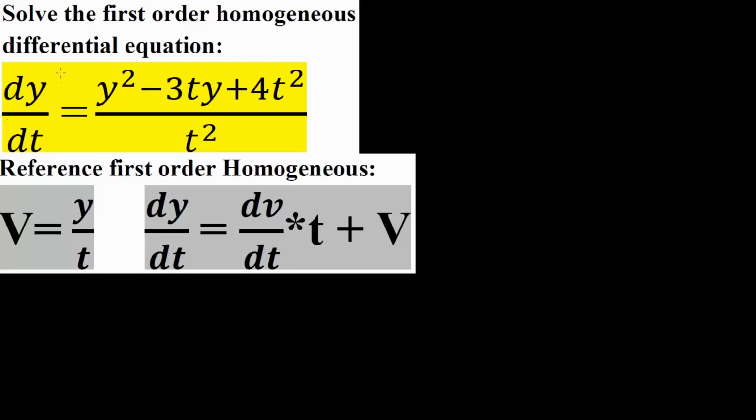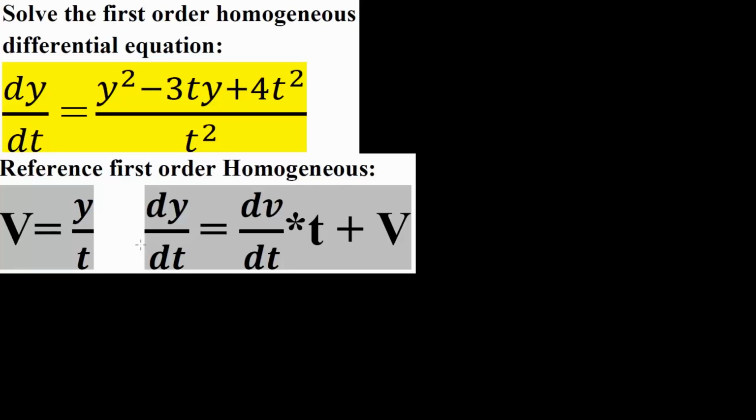Okay, in this video we want to solve this first order homogeneous differential equation. It's given as dy over dt is equal to y squared minus 3ty plus 4t squared, divided by t squared. And for first order homogeneous, what we do here is say that v is equal to y divided by t, and dy over dt is equal to dv divided by dt times t plus v. So this is important to remember if you're going to solve a first order homogeneous differential equation problem.